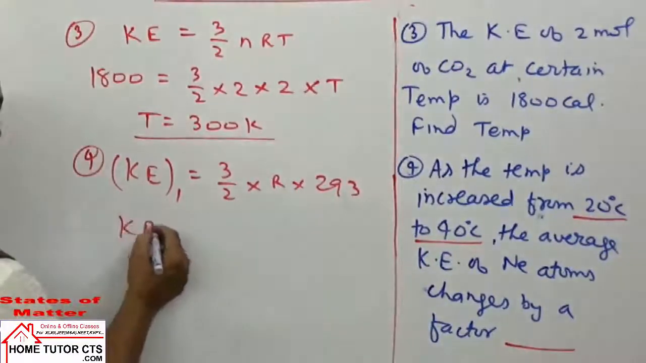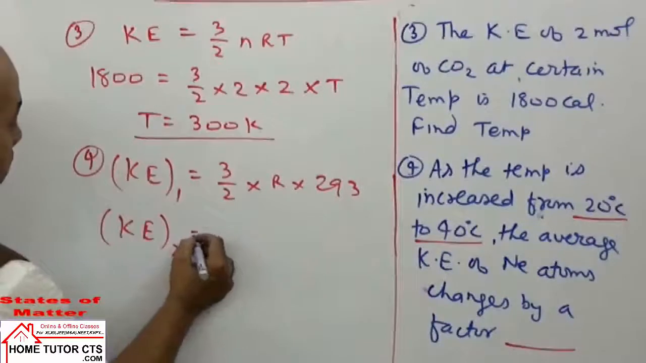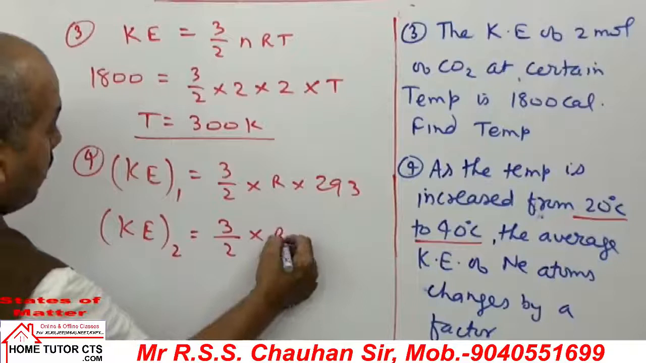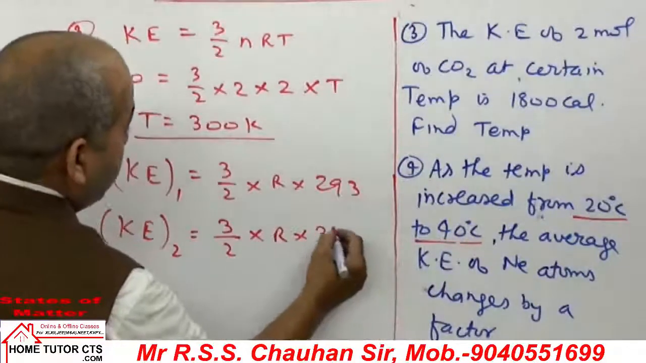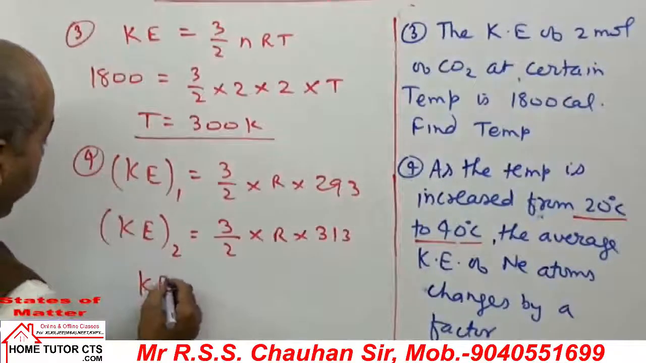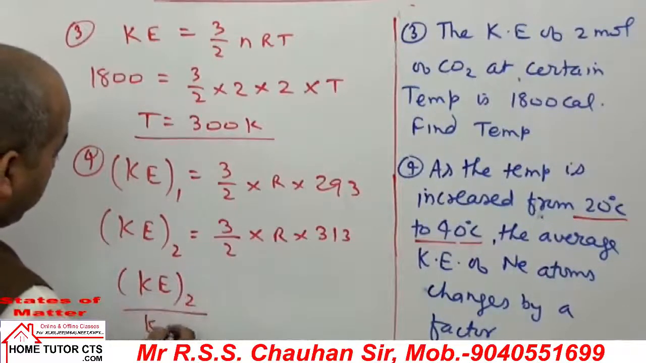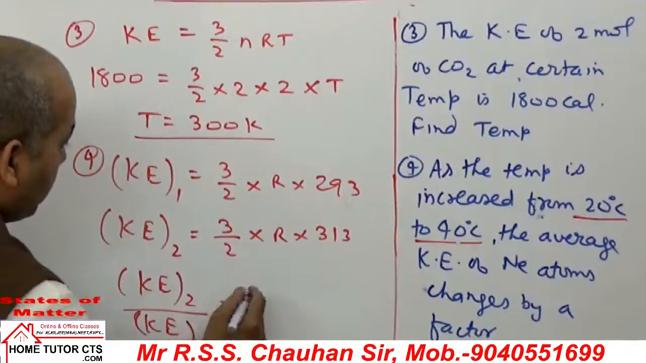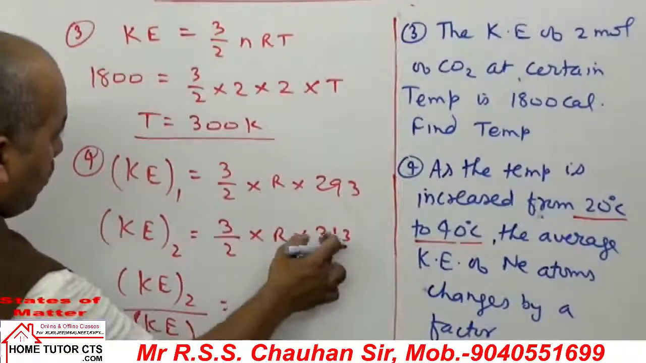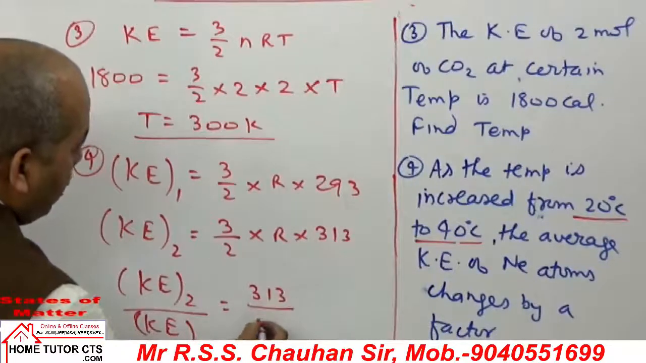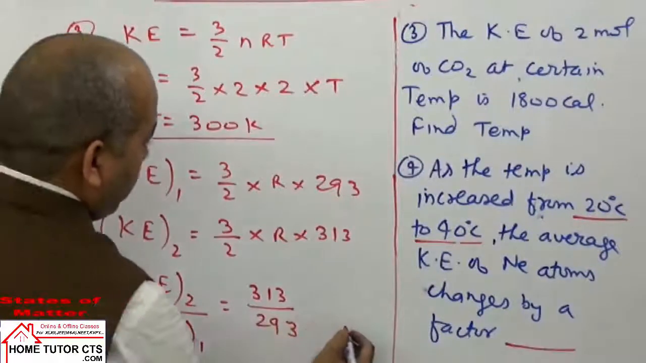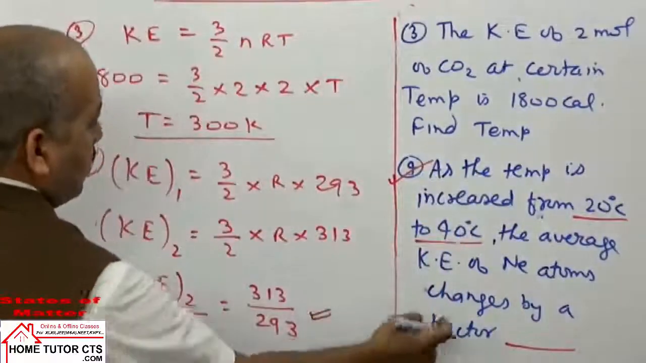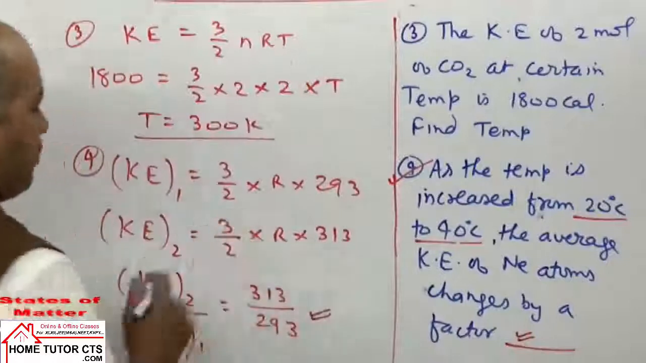Then on changing temperature for the gas, what is the new kinetic energy? 3/2 RT. Average means per mole only. We have how much temperature? 313 Kelvin. So the ratio of kinetic energy 2 upon kinetic energy 1 will be how much? Everything is common, only 313 by 293 times is the answer for this question. That is the question answer.